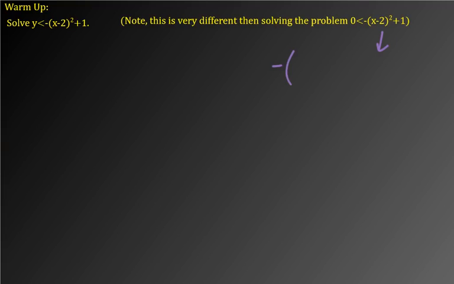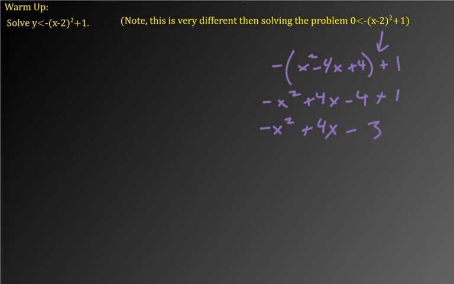So we would have minus x squared. We'd have a minus 4x in there. We'd have a plus 4, plus 1. And then we got minus x squared plus 4x minus 4 plus 1. So then minus x squared plus 4x minus 3. And then we want the roots of this thing, right? We want to know first when it equals 0. And so I would personally multiply this thing by -1 just to make it a positive quadratic.